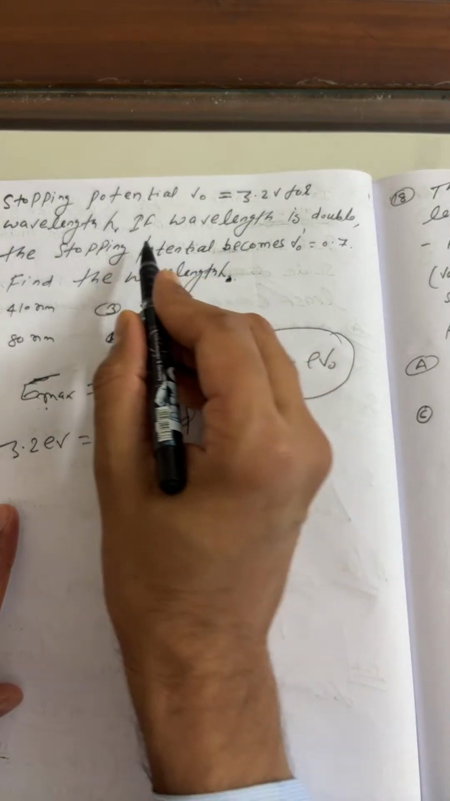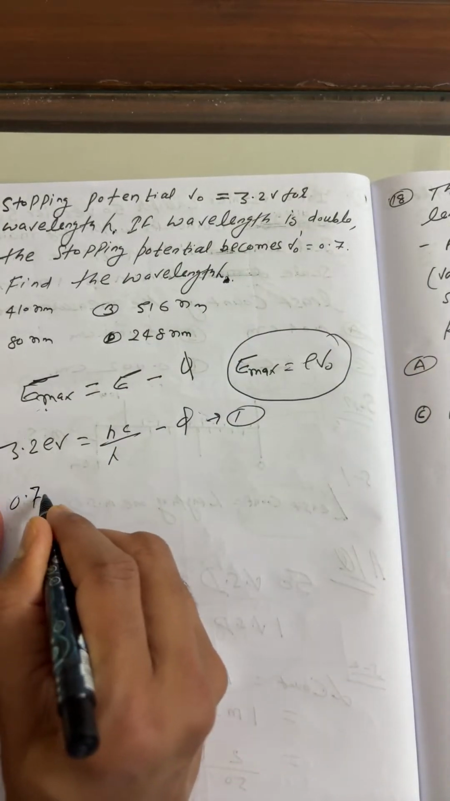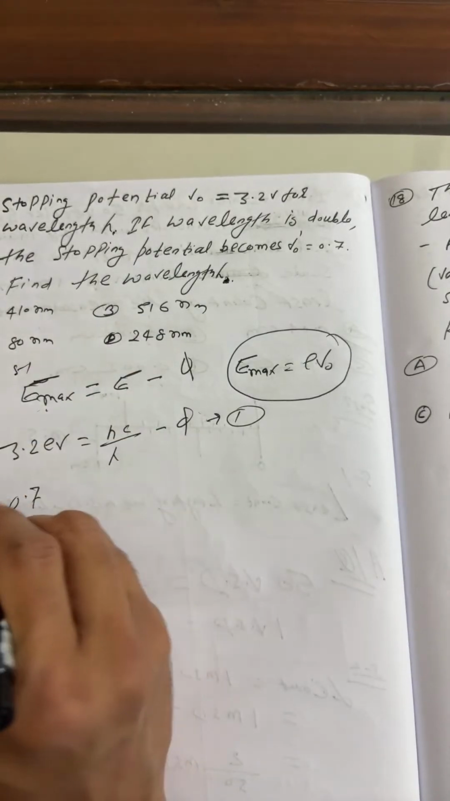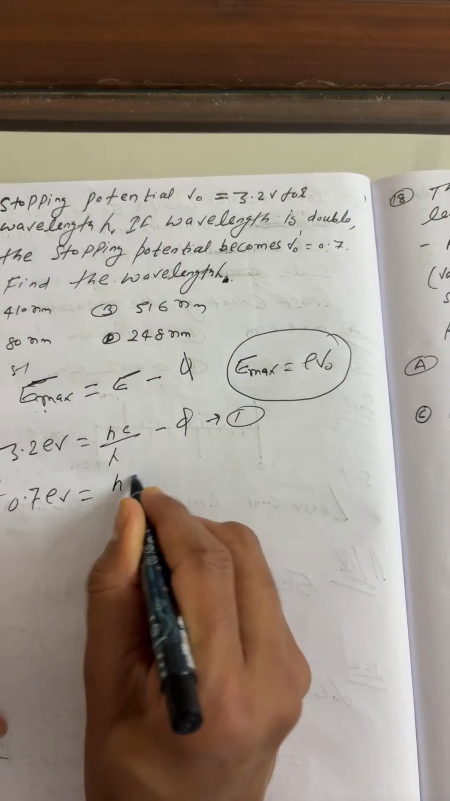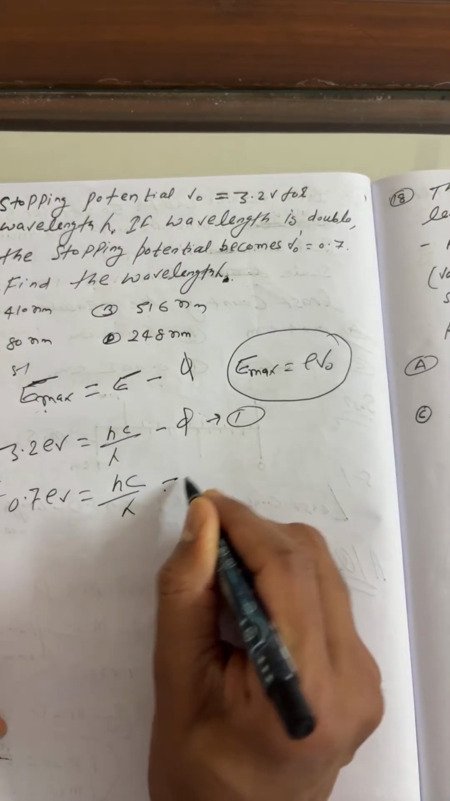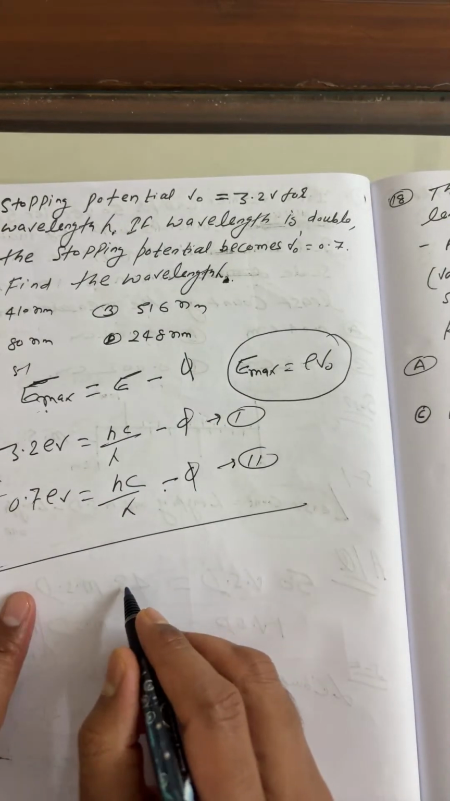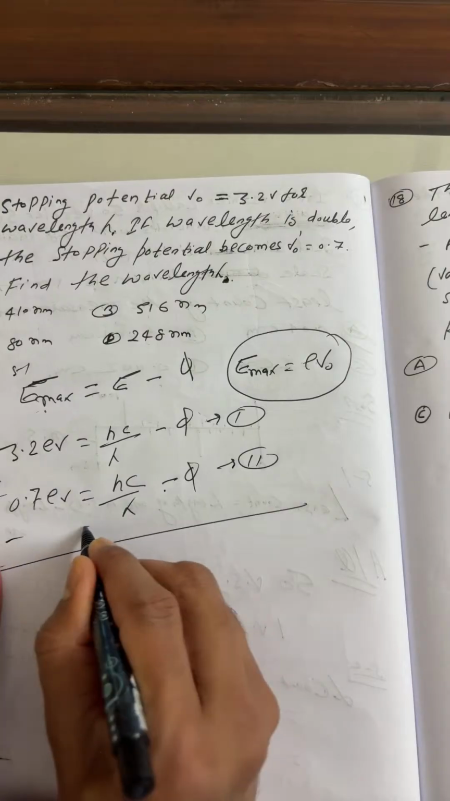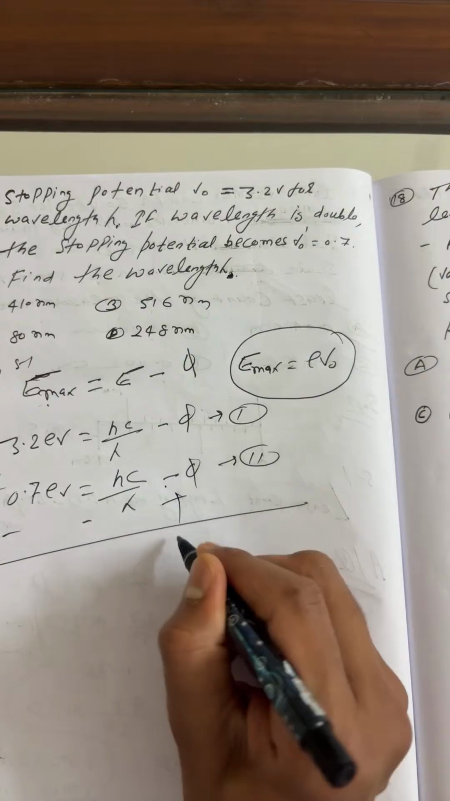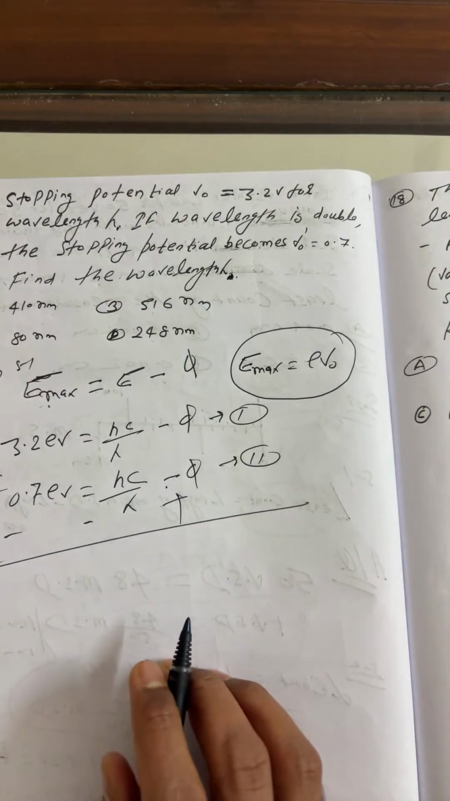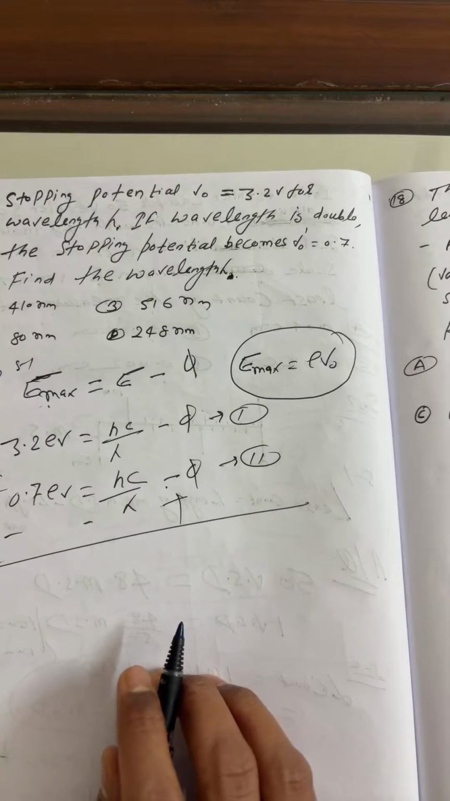Now what's next? Your stopping potential is 0.7 electron volt. Write this in step two: 0.7 electron volt equals hc by lambda minus the work function. Say equation number two. Just subtract these two equations, equation number one and second. Minus minus becomes plus. Further you can just solve here and you will get the answer to this question.